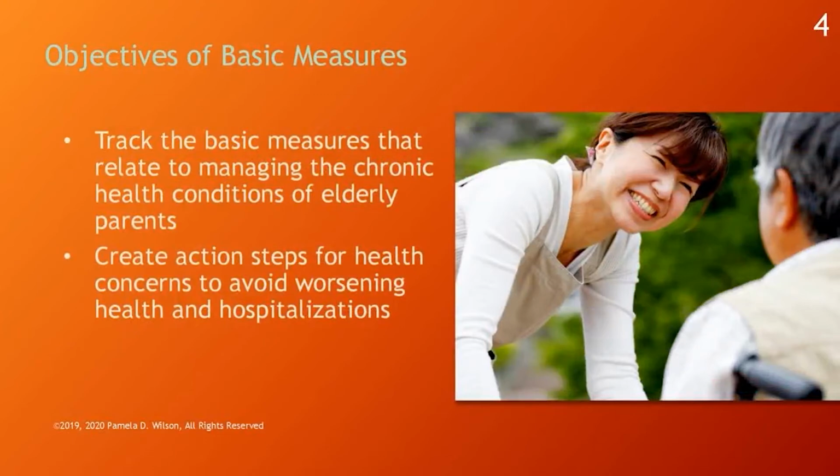The objectives of basic measures is that you should be able to track and understand the measures that relate to managing chronic health conditions for your elderly parents. You should be able to create action steps for health concerns to avoid health from getting worse and to avoid hospitalizations. We don't want elderly parents going to the hospital if we can avoid it.